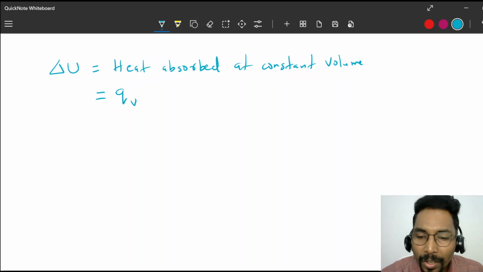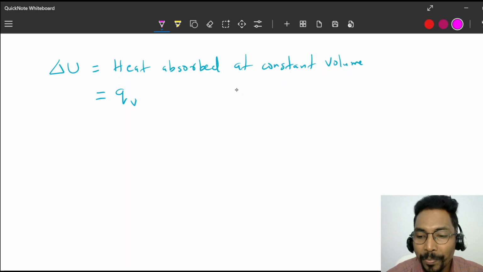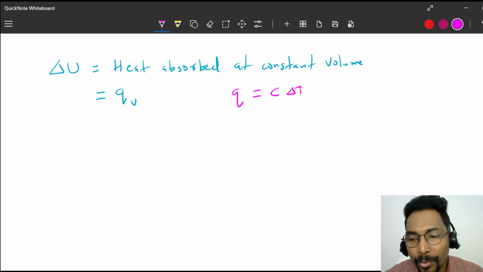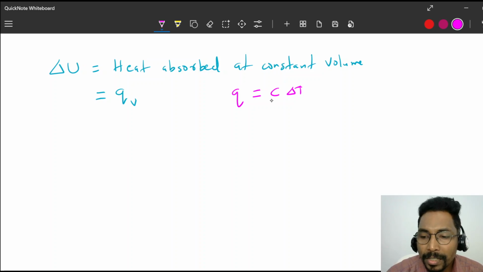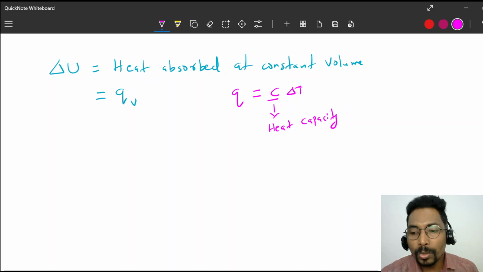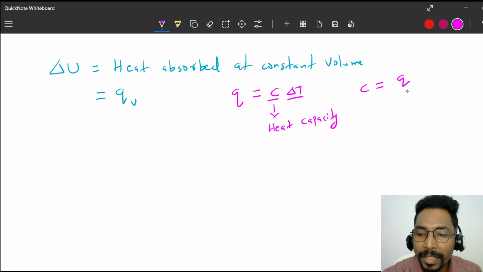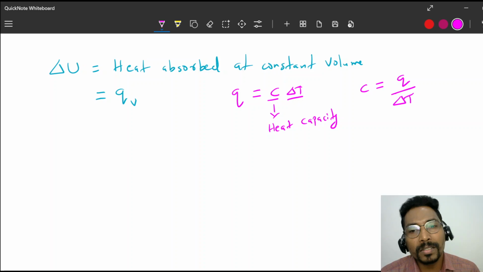Okay, and we have one important expression for heat. That is Q is equal to C into delta T. Okay, Q is equal to C into delta T. So what is Q? Q means heat absorbed or heat released. Okay, so heat change involved. So C is very important. C is heat capacity. So delta T, what is delta T? Delta T means change in temperature. Okay, so from this expression you can write expression for C also. C is equal to Q by delta T. So C means that is heat capacity.